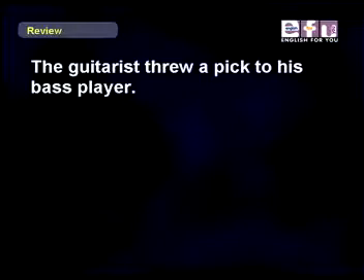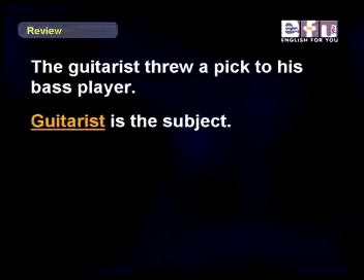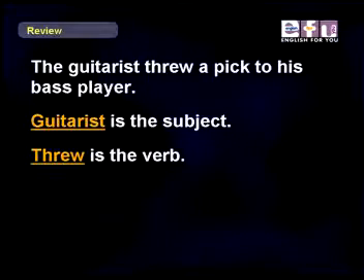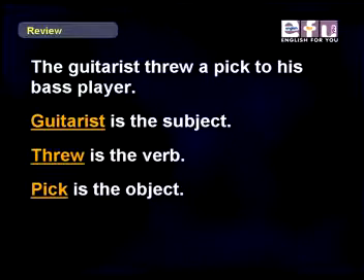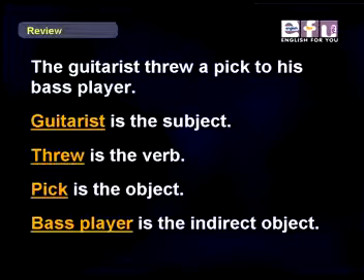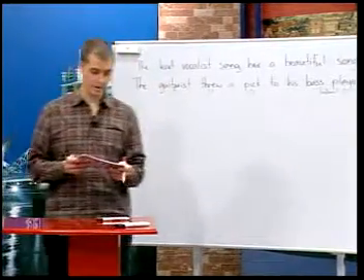The guitarist threw a pick to his bass player. Guitarist is the subject. Okay, this time we'll do the different way. S for subject. Threw is the verb. Okay, good. Verb. Pick is the object. Okay, which object? It's only one. We'll call that one object. Bass player is the indirect object. Okay, good. Great.